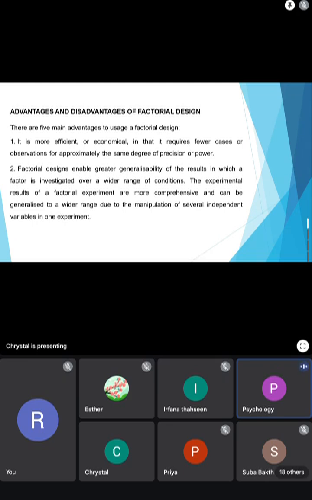And factorial designs generally give greater generalization of our results, as our subjects are across wide ranges and different degrees, so the final outcome of our study will be comprehensive and applicable to a larger group also. And in future, when you manipulate several variables at a single instance, in a single shot, that is also possible here. So generalization is a big plus of this design. Next slide, madam.